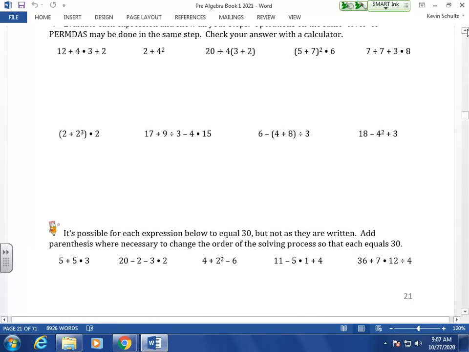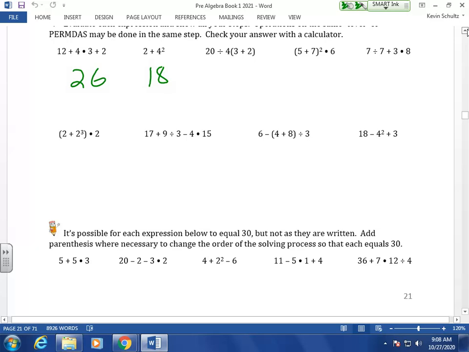So I will put the answers up here on the board, and if you want to stop and talk about any of them, please let me know. So first row, we did this one together. 26 is the solution to that. Next one is 18. 4 squared would be 16, then add 2 to get 18.